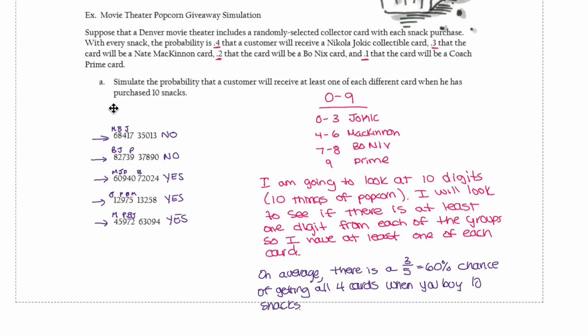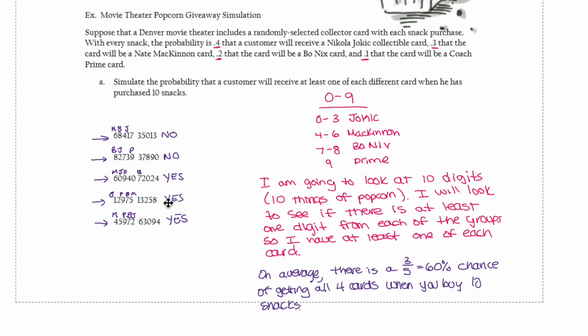And take a look at question part A right here. We want the probability of getting at least one of each card in 10 snacks. So step 1 is count. Each snack equal to 1 digit. So we read 10 digits per trial. And step 2 is how one trial works. You read 10 digits, like 6, 8, 4, 1, 7, 3, 5, 0, 1, 3. Then convert each digit into a card using your scheme.